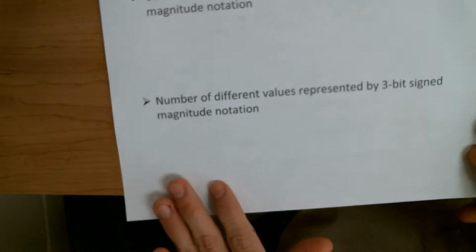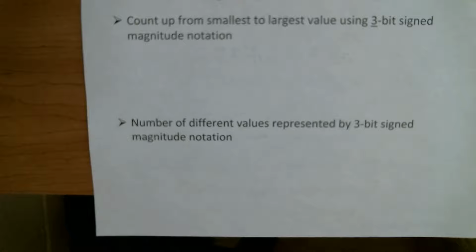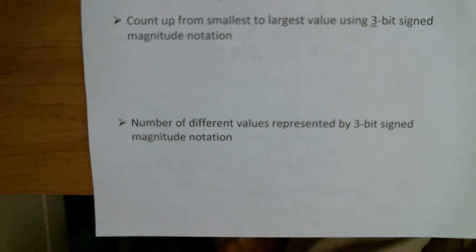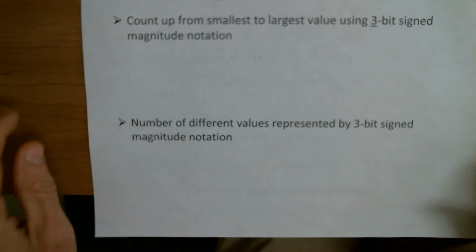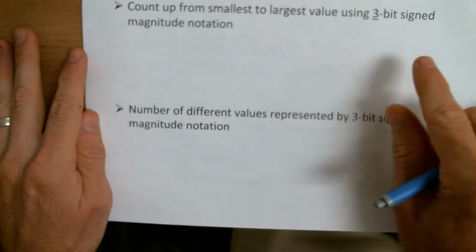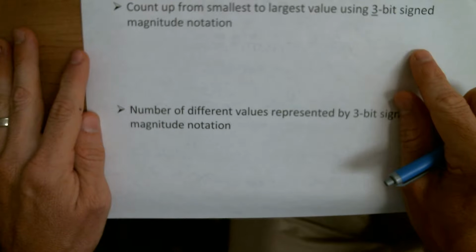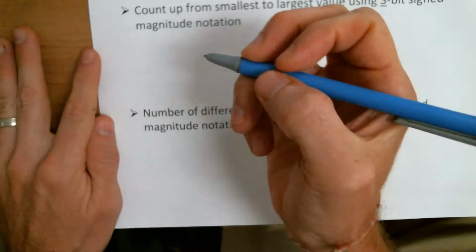Now, a question that is going to come up a lot, and you'll see this on your test: come up with the smallest and largest values using 3-bit sign magnitude notation. You're going to see a question like this at some point. It's just that the number of bits you are given is going to change. So we'll start with some smaller examples, and then we'll get bigger. Count up from the smallest to largest value using 3-bit sign magnitude notation.